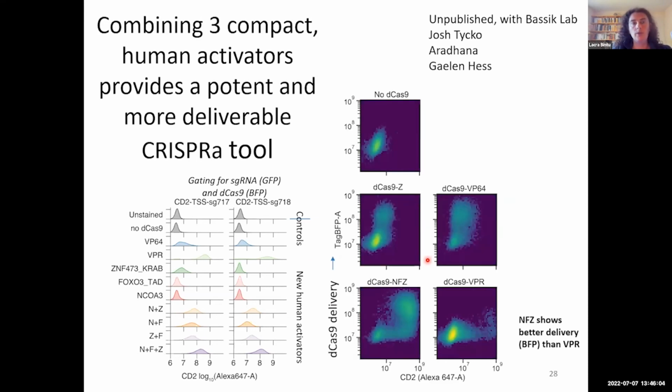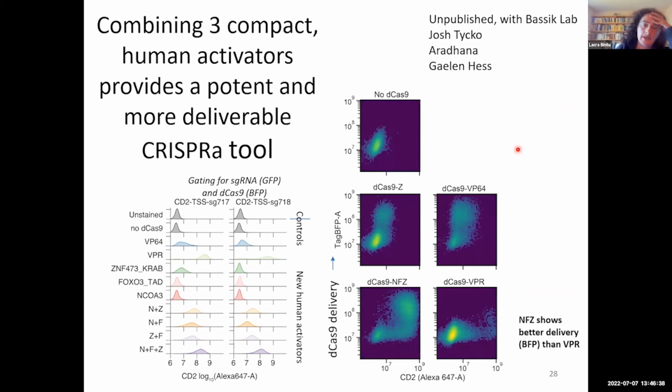activators. And we think that this is a much better tool because when we deliver it to cells, what we see is that they both activate, which is shown here in the fluorescence of the gene that we're targeting, the CD2 on the x-axis. But the new tool, this three-component human activator, has much higher delivery of the dCas9, while in our hands dCas9 VPR, we never can deliver very well. It seems like it's kind of toxic to cells and they kind of reject it. So we're very excited about this.